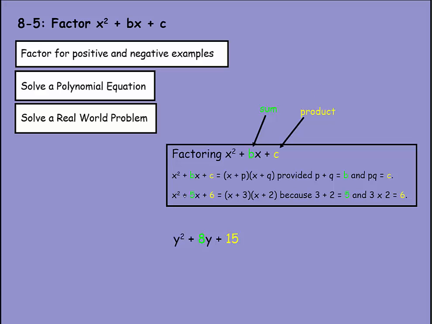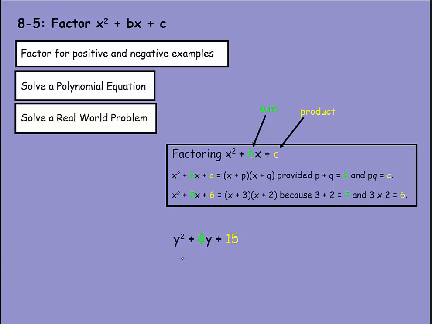I have x squared plus 5x plus 6. So I need to think of two numbers, p and q, that when added together equal 5, but when multiplied together equal 6. Well, 3 and 2 would fit that bill. 3 plus 2 is 5. 3 times 2 is 6. And that's the explanation over here. So this would be the factor of this expression, and you can multiply it out just to check.